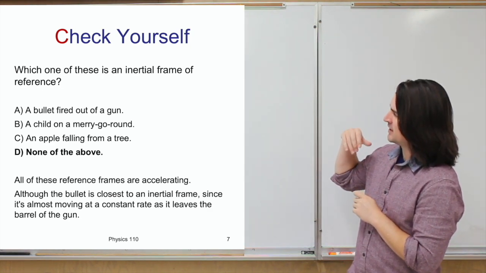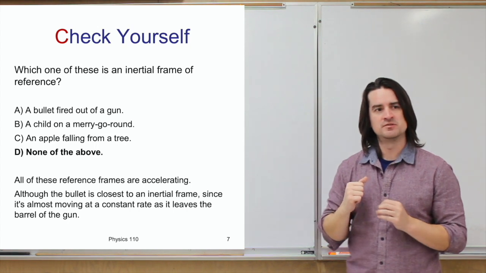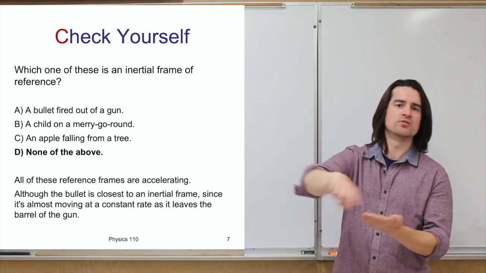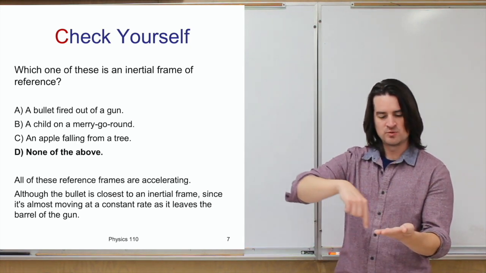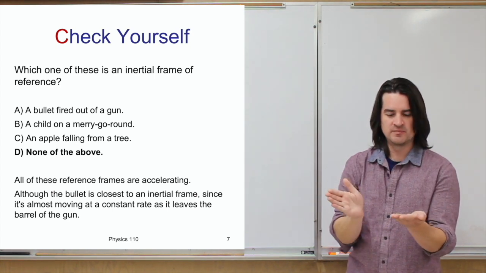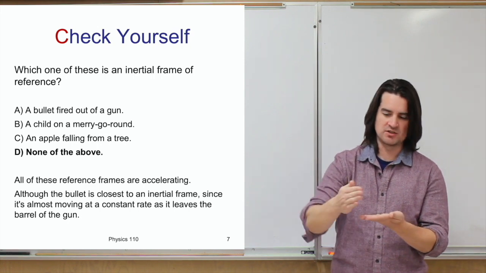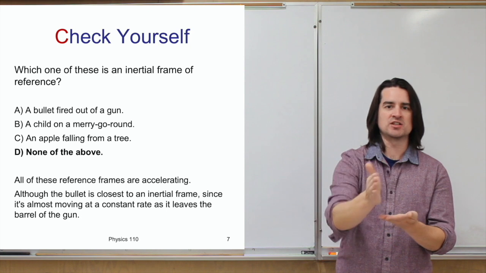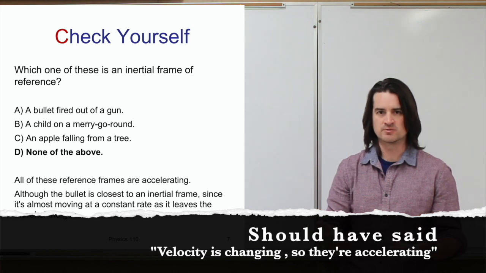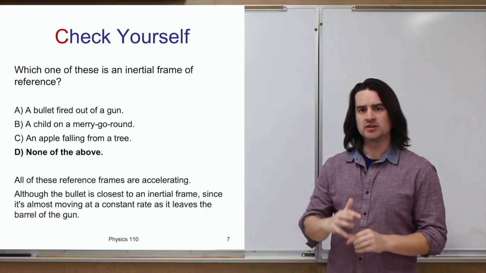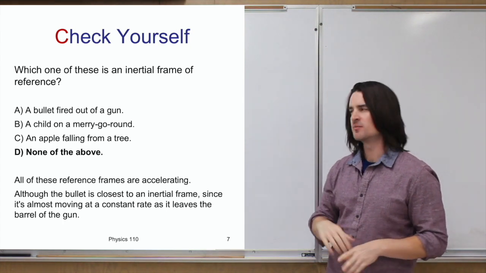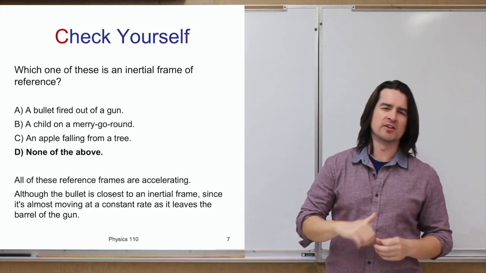In the case of the child on the merry-go-round, they might be going at a constant rate around in a circle, but we have to remember that the fact that they're moving around a circle means that they're actually accelerating towards the center of the circle, right? Their speed might not be changing, but the direction of their velocity is constantly changing. So the fact that their velocity is changing means they are accelerating, and it's not an inertial reference frame. So it turns out that the only thing that's really close to being an inertial reference frame here might be the bullet fired out of a gun.